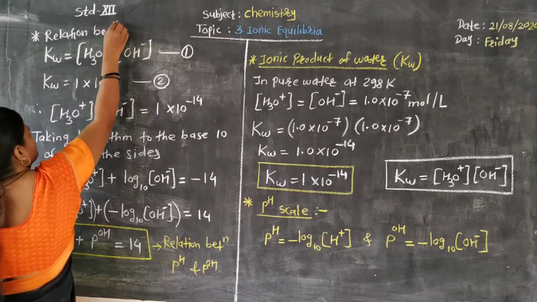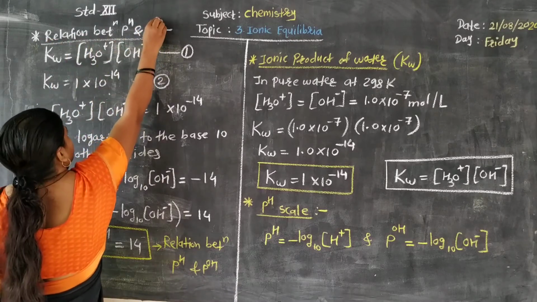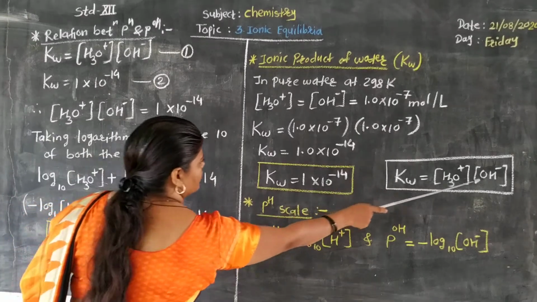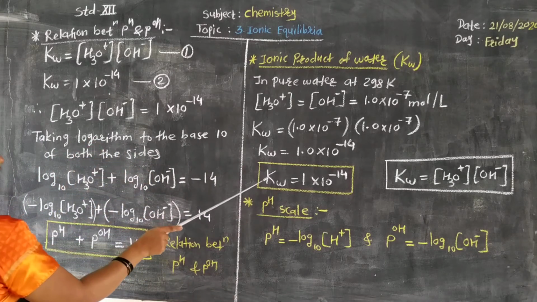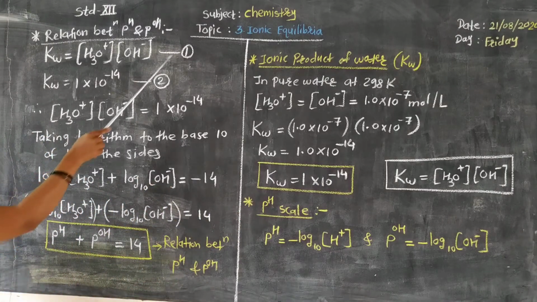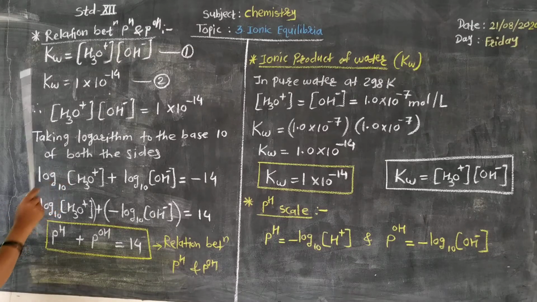Relation between pH and pOH. Write both the equations. Ionic product of water is equal to the product of molar concentrations of hydronium ion and hydroxyl ion, and second, ionic product of water is equal to 1 into 10 raised to minus 14. If you carefully observe both the equations, the left hand sides are equal. Therefore, we can equate the right hand sides, and hence the next equation is H3O plus ion concentration into OH minus ion concentration is equal to 1 into 10 raised to minus 14.